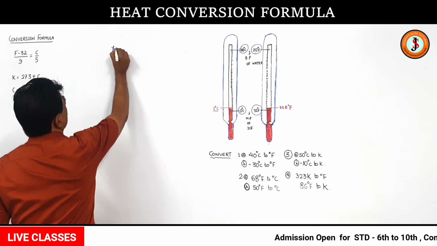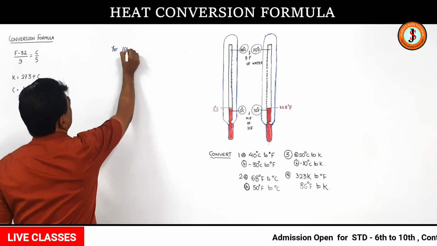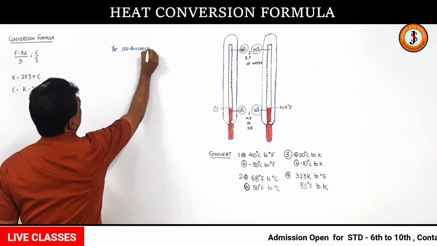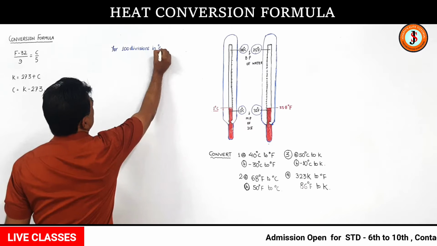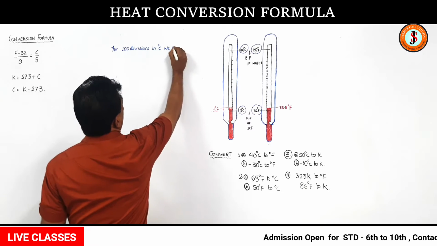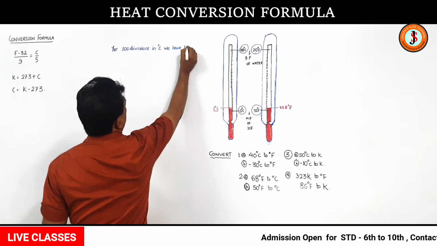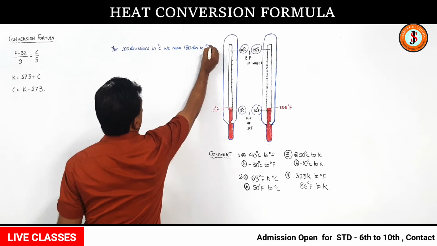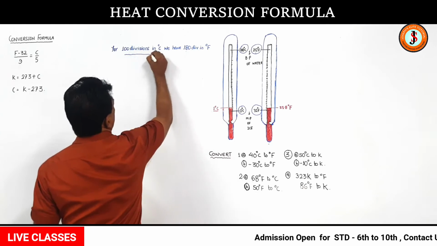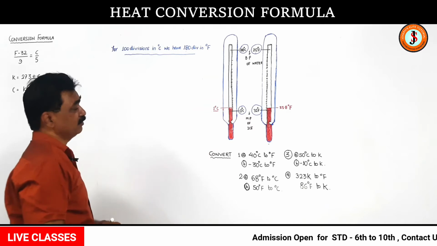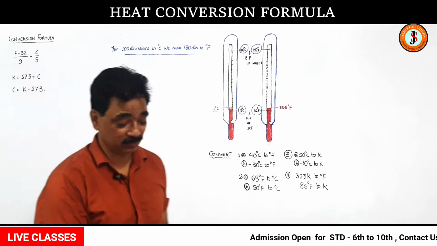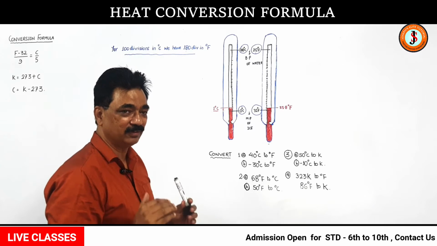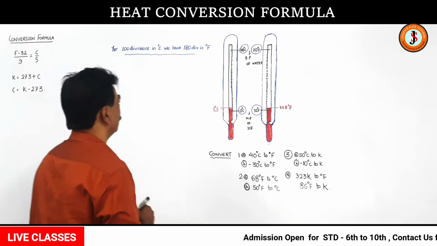For 100 divisions in degree Celsius, we have 180 divisions in degree Fahrenheit. This is the main thing. 100 equal divisions in degree centigrade, and in the Fahrenheit scale it is 180 equal divisions.